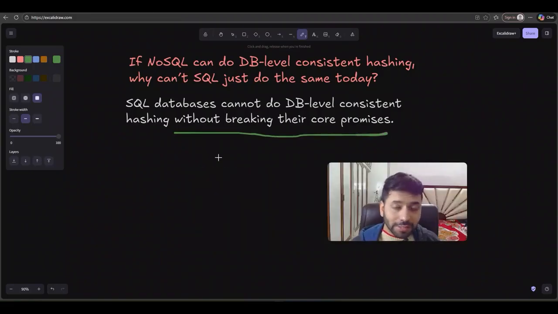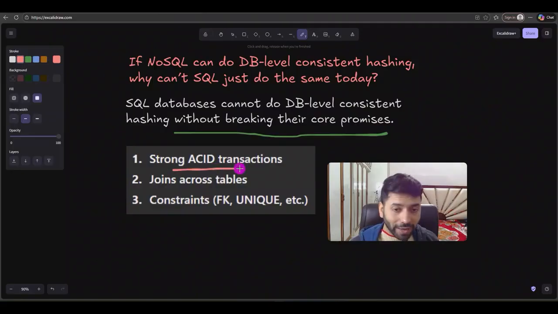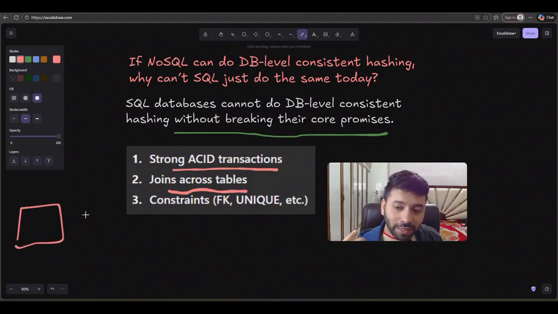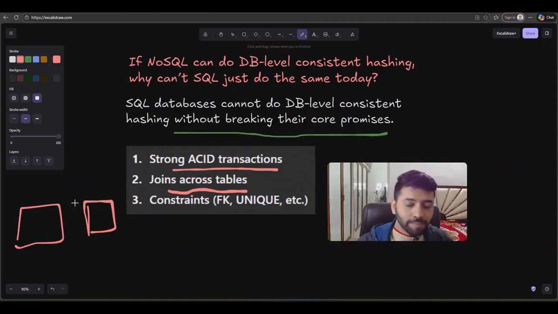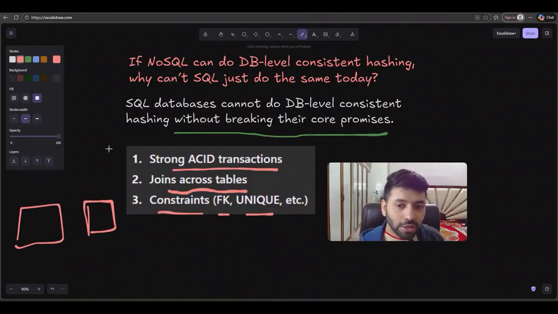Now, what were the core promises that were given by SQL? Those were strong ACID transactions. We discussed the ACID properties earlier in this video, and we mentioned that it's a main feature that SQL provides, correct? The second promise is joins across tables. SQL or RDBMS is a relational database, which means multiple tables are related to each other via keys, correct? And if there are multiple tables, then you would require to join the data, and SQL is good at joins, correct? And the third thing is the constraints, like foreign key, unique constraint and much more, correct? So these were the promises that were provided by SQL database.